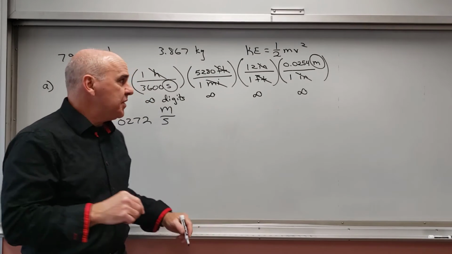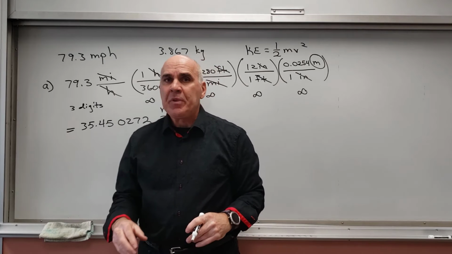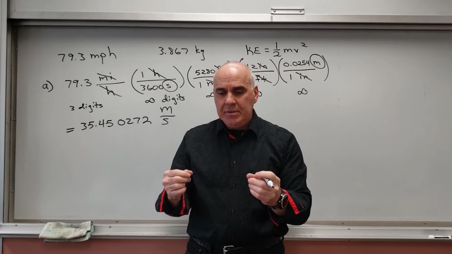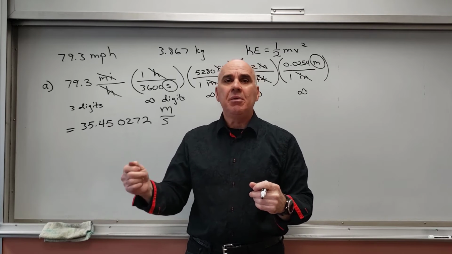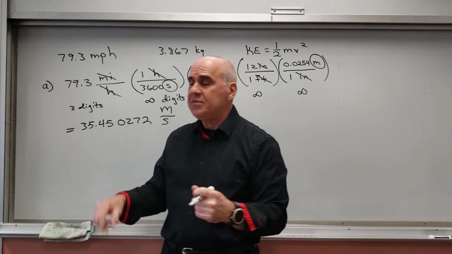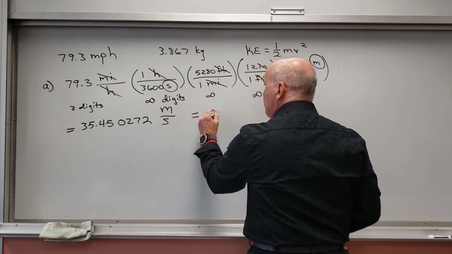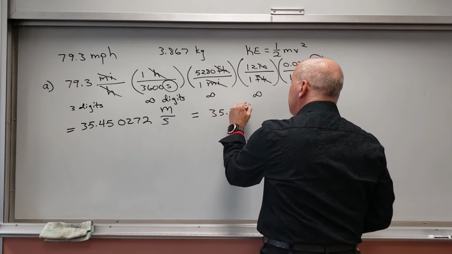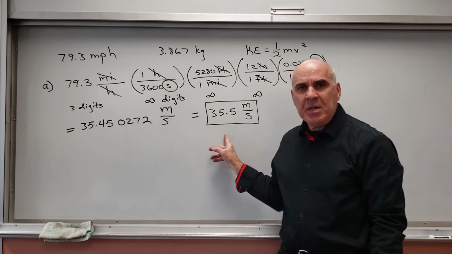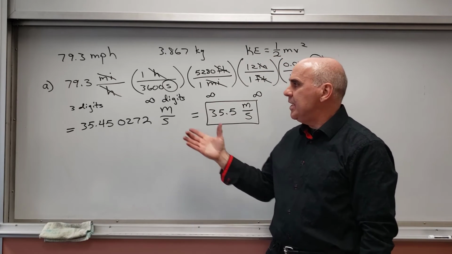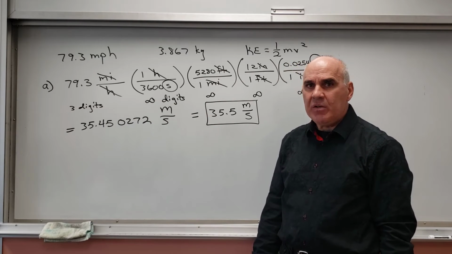So when I look at the number of significant digits, I have an infinite number in all of these and 3 over here. So when I calculate my value and I want to write out the actual value, I look at the least number of significant digits, and that's the 3. And so this is going to be 35.5 meters per second. And that's my answer to part A, because I write it out in the proper number of significant digits, which in this case is 3. All right?